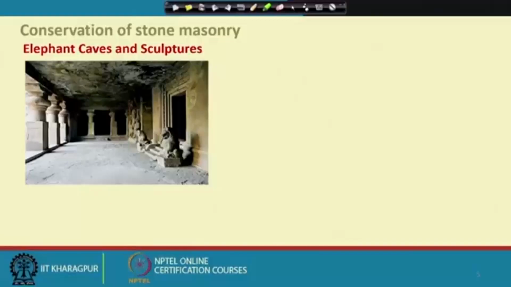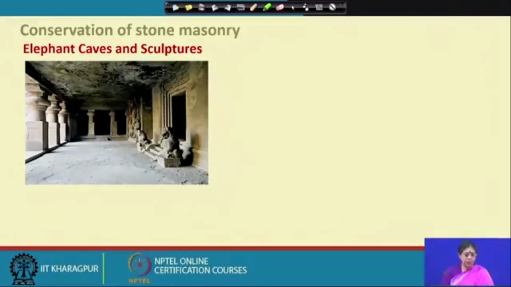Let us talk about another World Heritage Site, which is the Elephanta Caves and the sculptures within that. Sorry, there is a spelling mistake, it is actually Elephanta Caves, and these are rock cut caves, and there are a lot of problems in them. Let us see the type of deterioration which happened there.